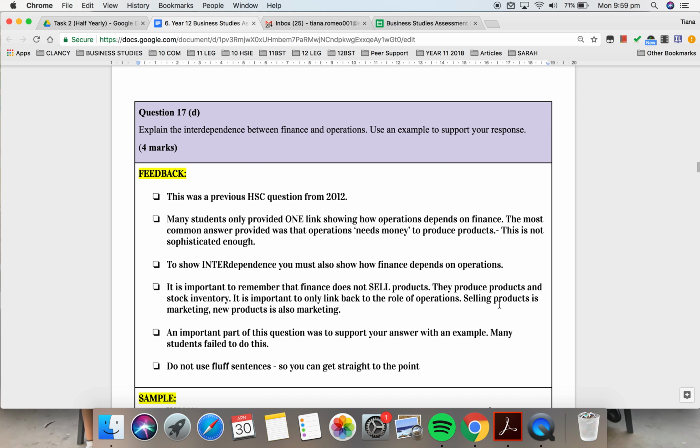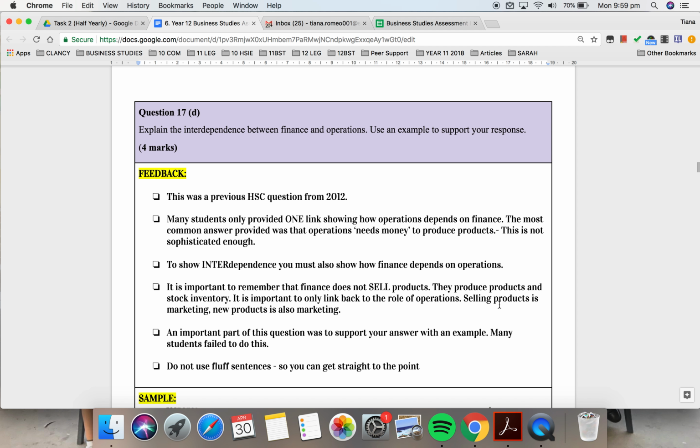Okay, question 17D. This was a previous HSC question from 2012. Explain the interdependence between finance and operations. Use an example to support your response. Many students only provided one link showing how operations depends on finance. This is about interdependence. So it's not just how operations depends on finance or just how finance depends on operations. You need to show both sides.